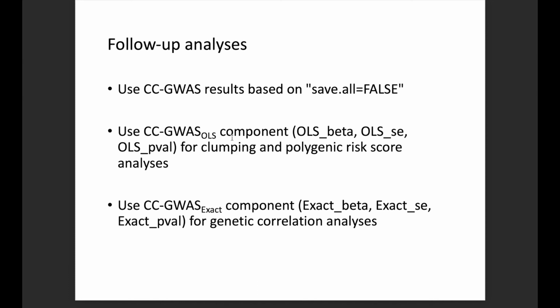So to look at which loci have different allele frequency. And when you're interested in genetic correlation analysis or any other LD score regression-based analysis or similar methods, we advise to use the CC-GWAS exact components, so the exact beta, exact standard error, and the exact p-value.